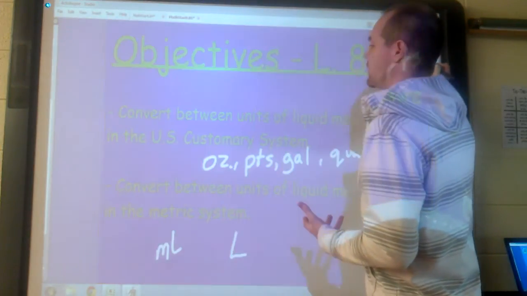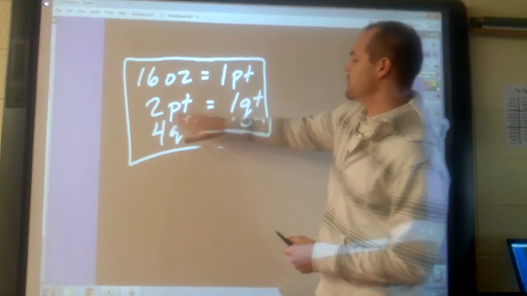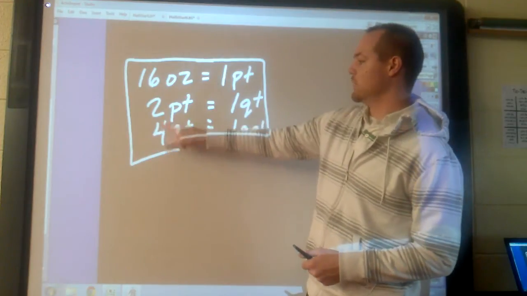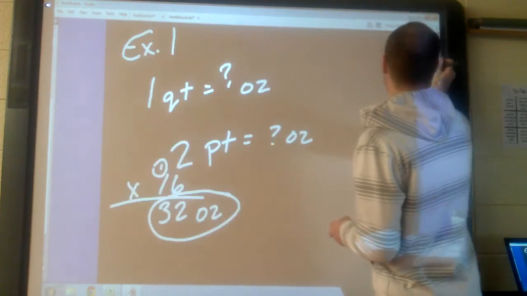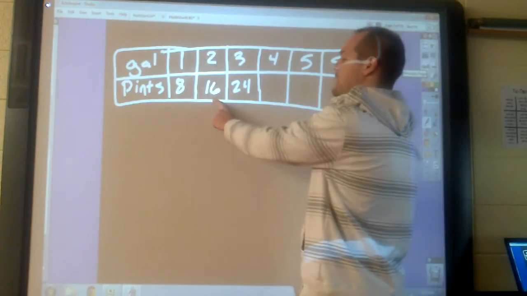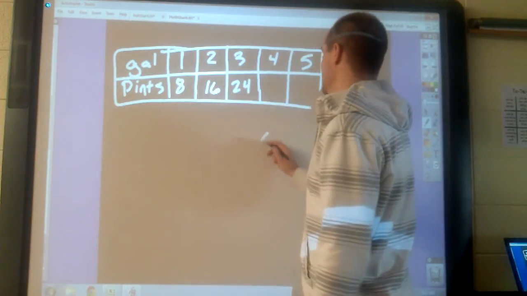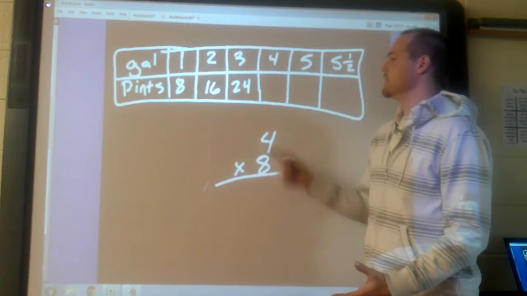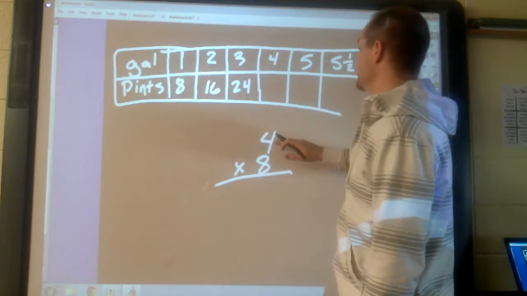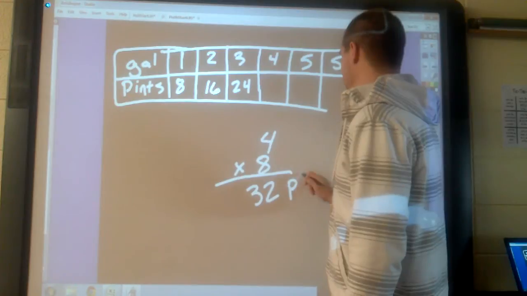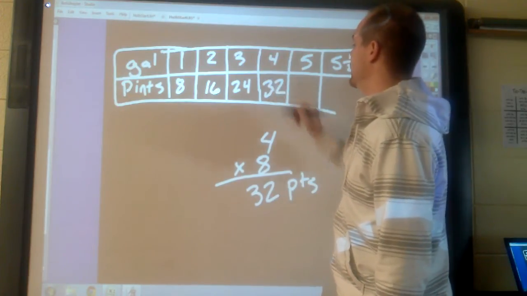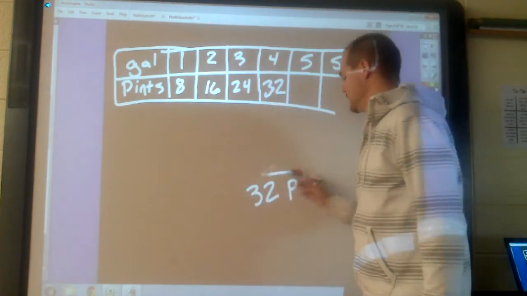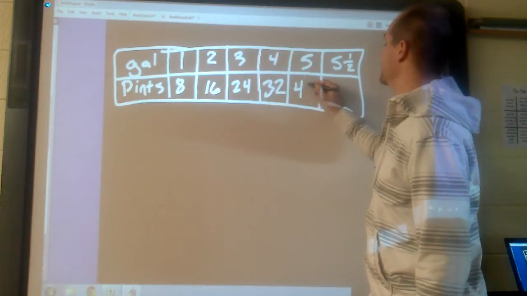And it should work, because according to our table, we have 2 pints equals 1 quart, and 4 quarts equal a gallon. So really there are 8 pints in a gallon. And if there are 8 pints in 1 gallon, there are 16 pints in 2 gallons, and there should be 24 in 3. So to figure out the number that should go below our number of gallons, we should multiply this number by 4. If we take 4 times 8, we get 32 pints, and 32 should go in the bottom of your table. Now I take 5 times 8, and I know 5 times 8 is 40. So I'm going to write 40 right there.